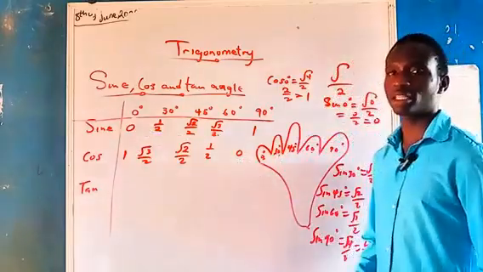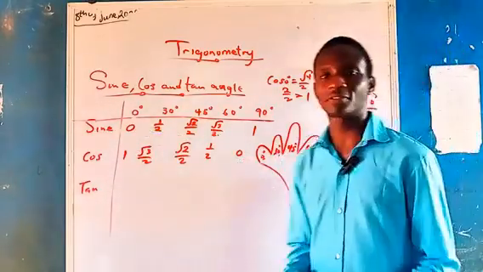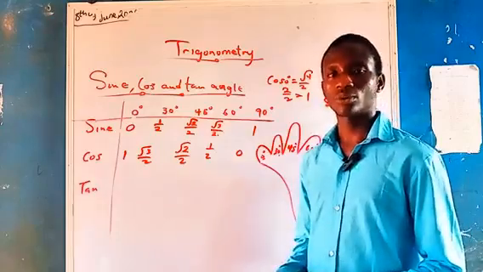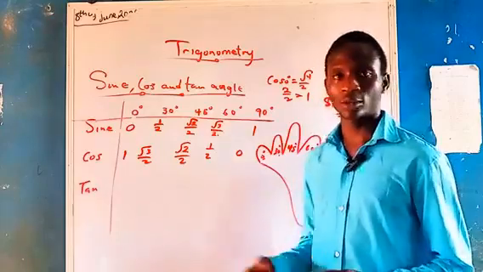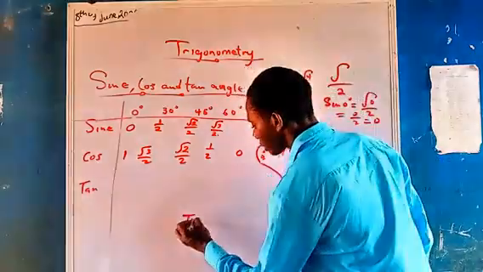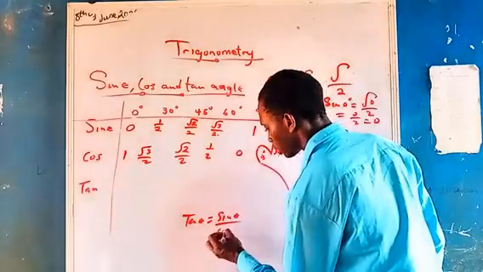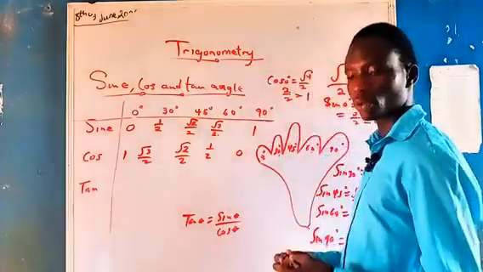When we are talking about tan now, once you know how to find the sine, we'll be able to find the cos angle and the tan angle. The formula for the tan angle is tan theta equals sine theta over cos theta. That's what we are going to make use of.